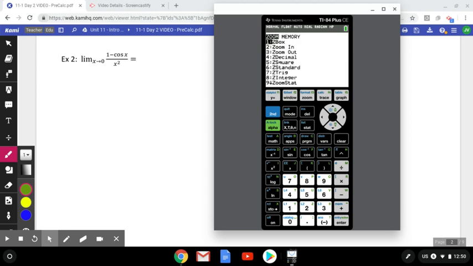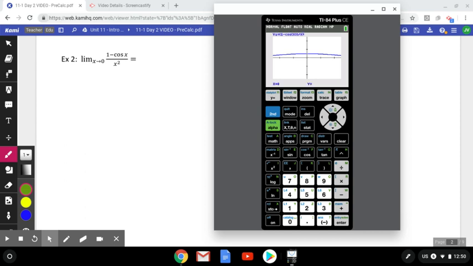We'll hit zoom 6. Try to figure out what's going on here with this one. Hard to see, so we're going to hit zoom in, that's number 2. We'll just zoom in on this central part right here. So it kind of looks like it's a half.